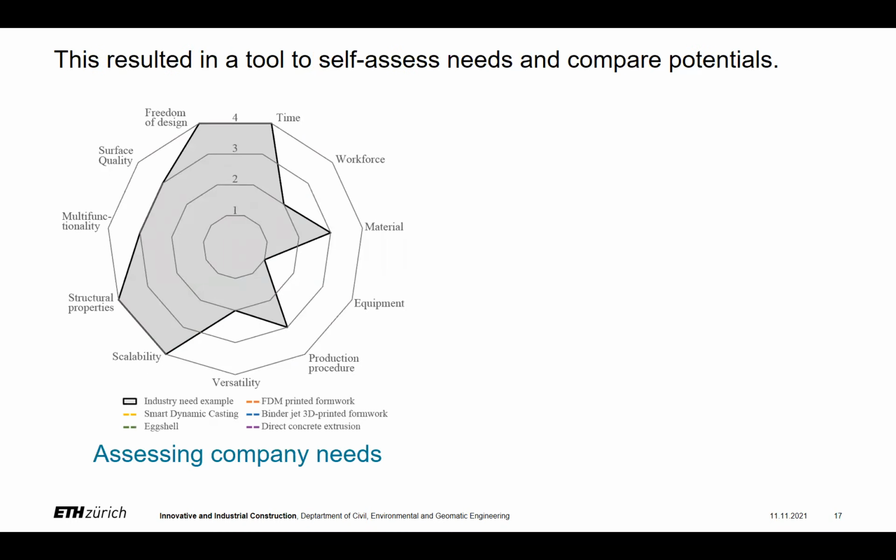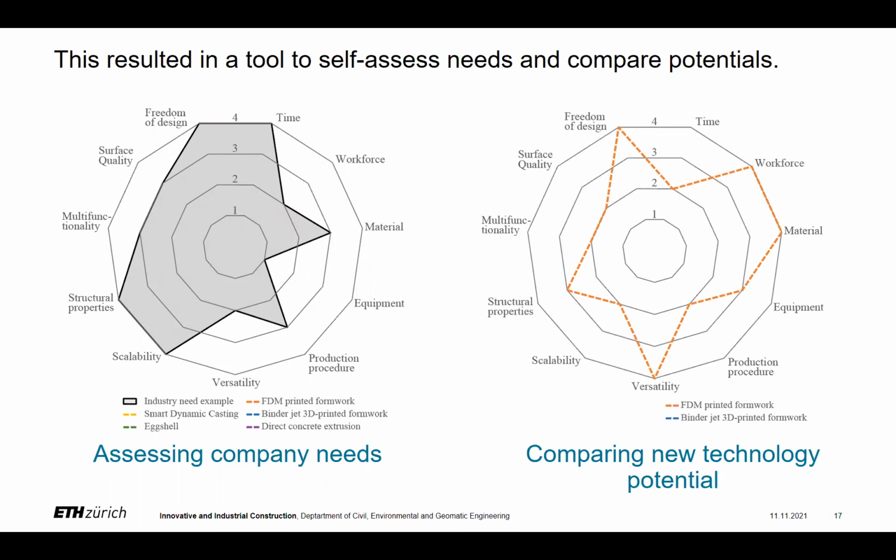And then applying these rating scales, which you can find in the paper for all of the categories, to a tool, this resulted in a tool that helps people in the industry self-assess the needs and compare the potentials of different technologies. Here on the left, you can see how a company self-assessed their needs. This is one example in terms of the different categories. Here on the right, you can see the self-assessment of the technology developers, showing the profile of 2 different technologies.